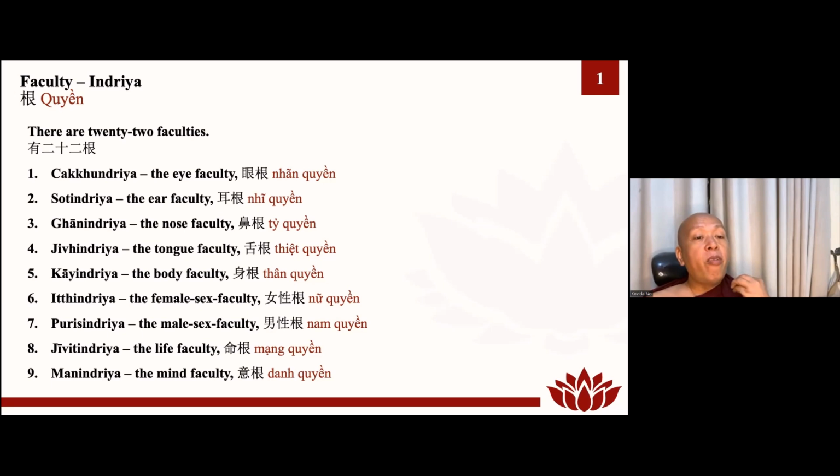So these 2 mentalities or materialities, we can say jivitindriya, are also a really vital force of mentalities and materialities. It will sustain the lifespan of materialities and mentalities. They are also called indriya. Then the 9th one is manindriya.